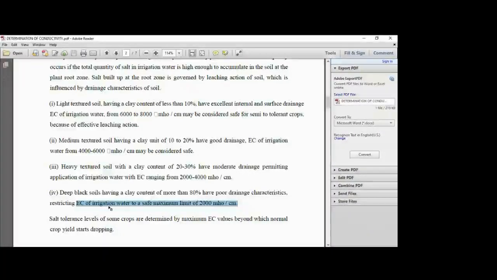I hope that you have understood this, because what we have done here is correlate the soil with the safe electrical conductivity value.